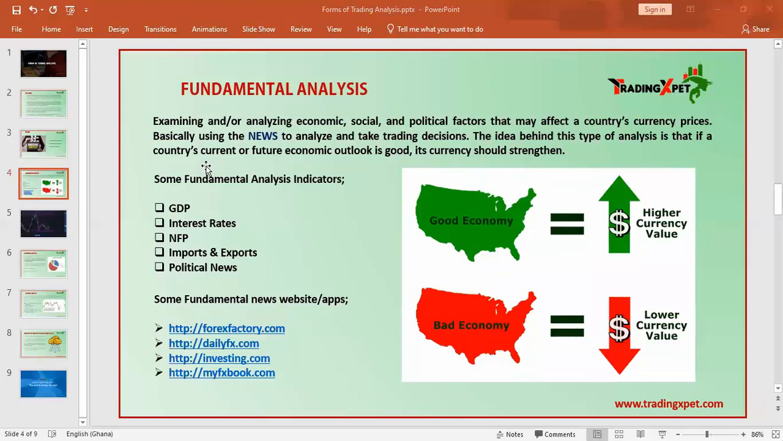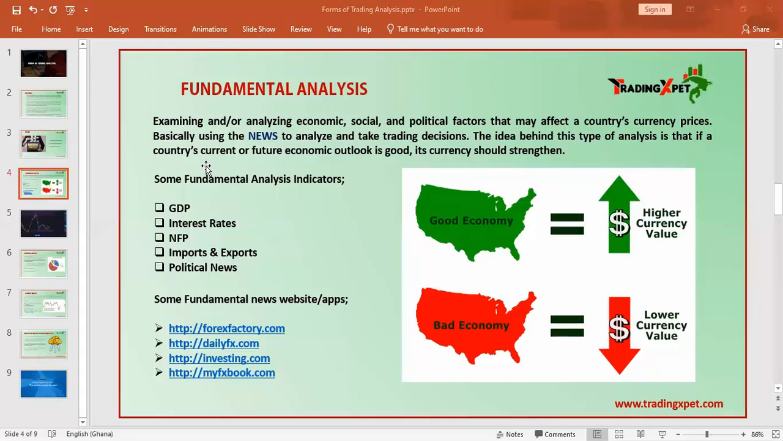And those who are good in economics can be quite good in analyzing these news events or these economic activities. But nonetheless, even if you are not good in economics, we have platforms or websites where we can access this information, and it makes it a bit easier for us to understand what this information means.